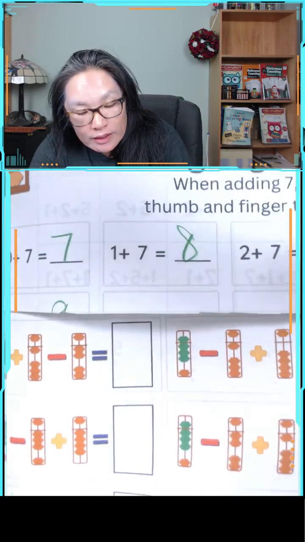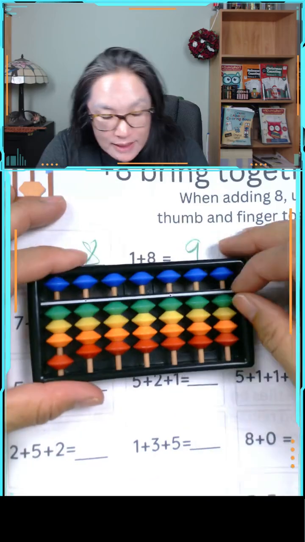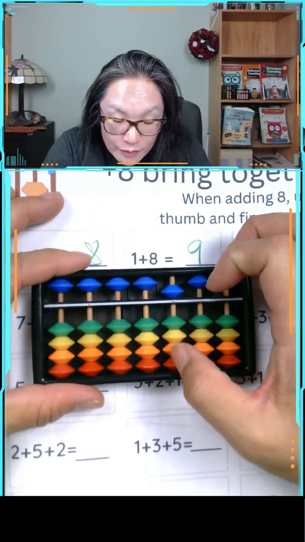And then we do 8. 8 is the same. If I have 8, it's 1 bead on top, 3 beads on the bottom.